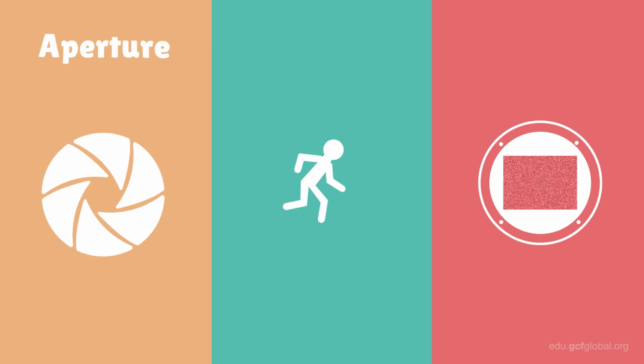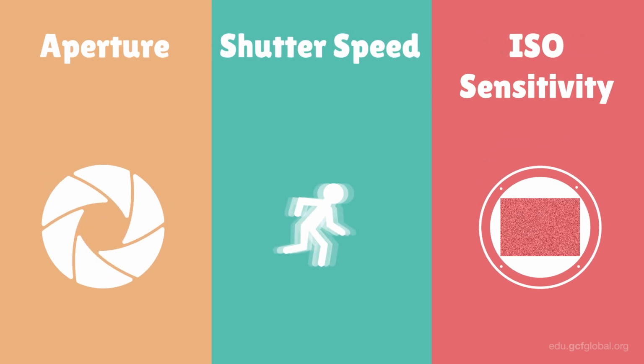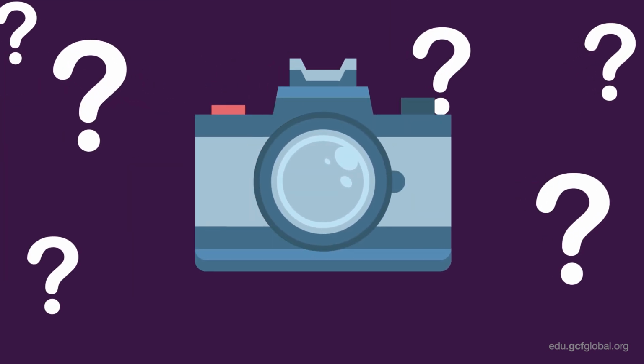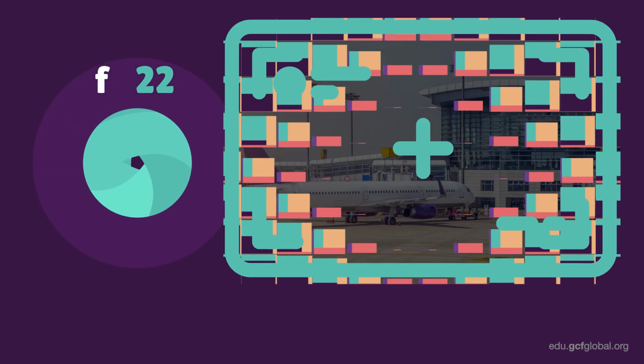Proper exposure is controlled by three factors: aperture, shutter speed, and ISO sensitivity. How can you control these? It's easier than you think. Let's say you take a picture and it's underexposed.